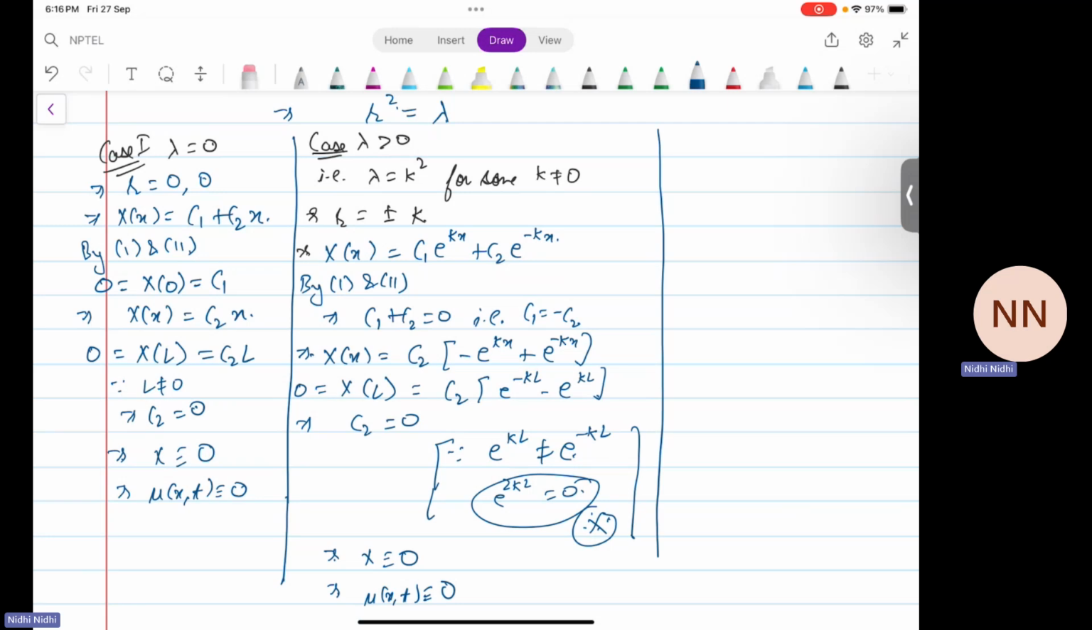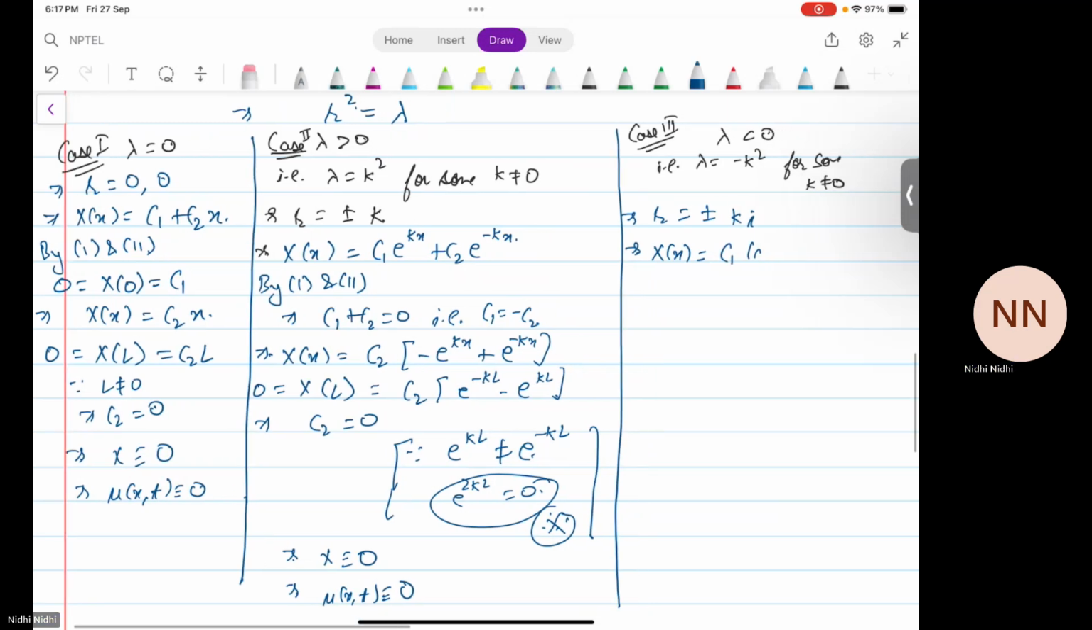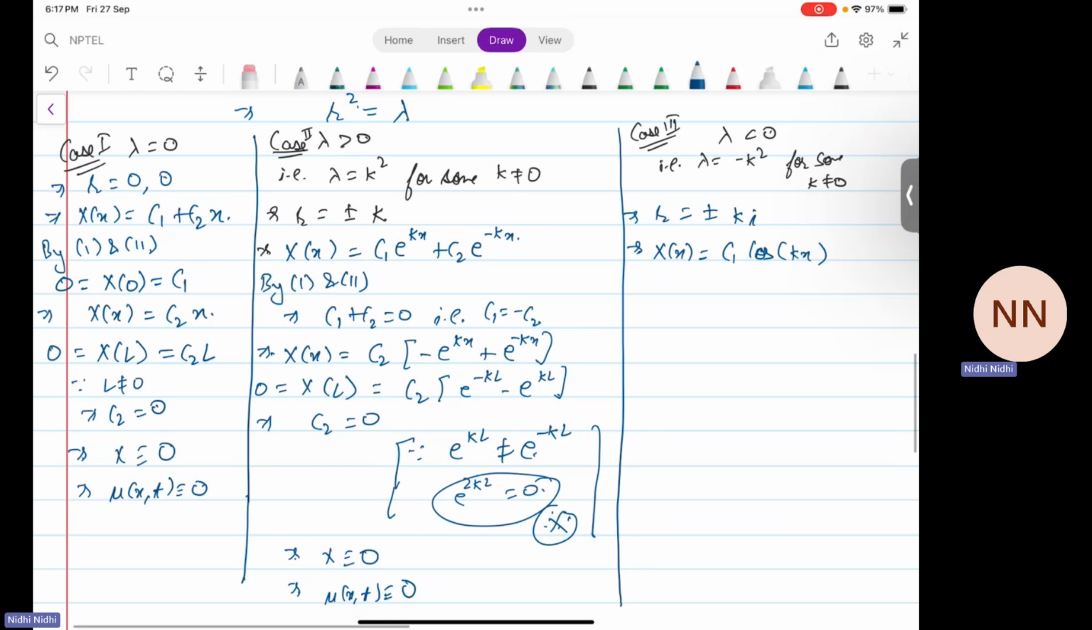So let's see what happens for the case lambda negative. Case 3, when lambda is negative. That is, lambda is equal to minus k square for some k non-zero. And this will imply that r is equal to plus minus k iota. This implies that X is equal to c1 cos kx plus c2 sin kx.